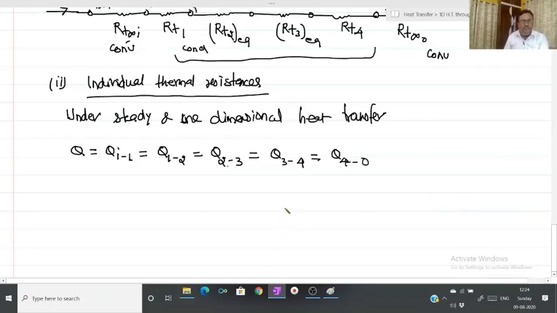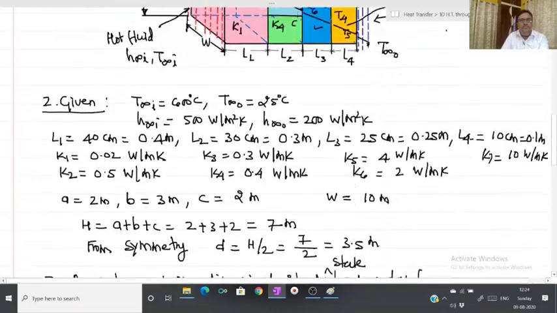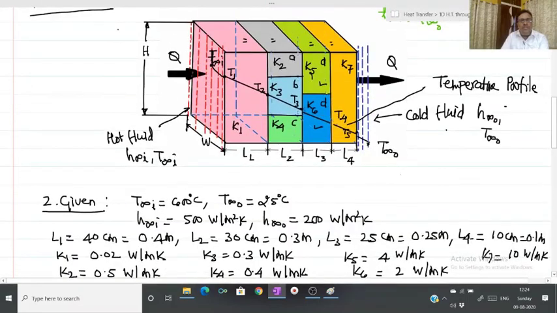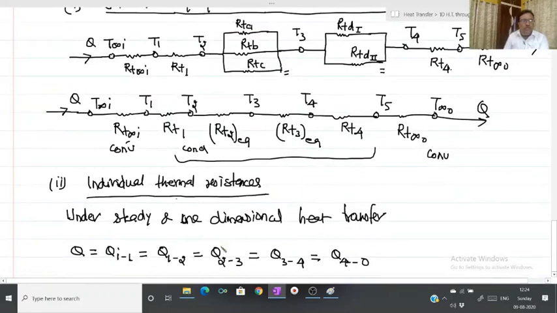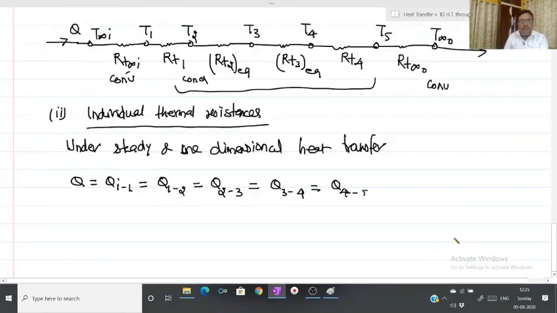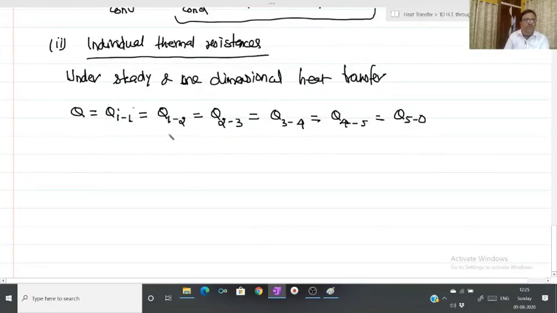So there will be a total of 6 rates of heat transfer. 1 to 2, 2 to 3, 3 to 4, 4 to 5, will be equal to Q, I to O. Out of these 6 rates of heat transfer, the first and last will be by convection, because they are between fluid and solid surface, and these 4 rates of heat transfer will be by conduction.